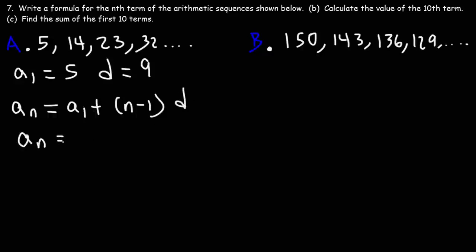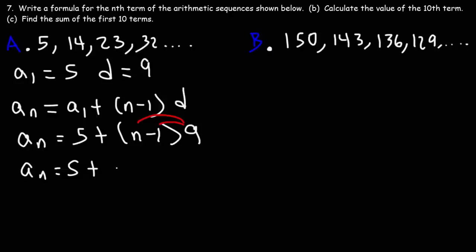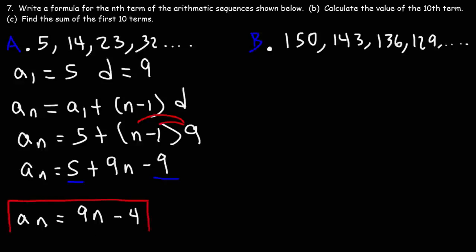So let's replace the first term, a sub 1, with 5. And let's replace d with 9. Now let's distribute 9 to n minus 1. So we're going to have 9n minus 9. Next, let's combine like terms. So it's going to be 9n, and then 5 minus 9 is negative 4. So this is the formula for the nth term of the sequence.